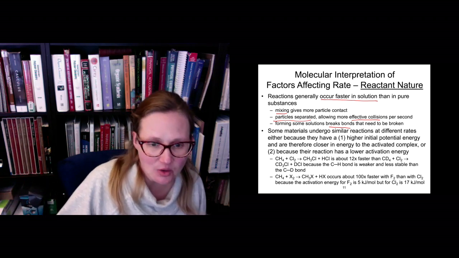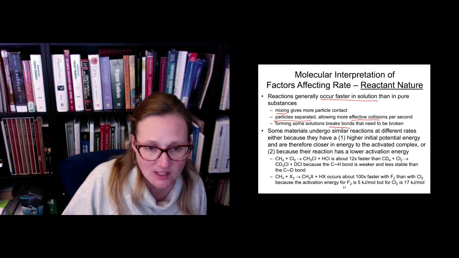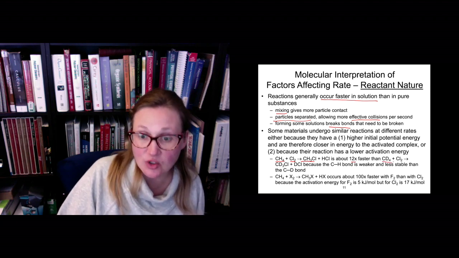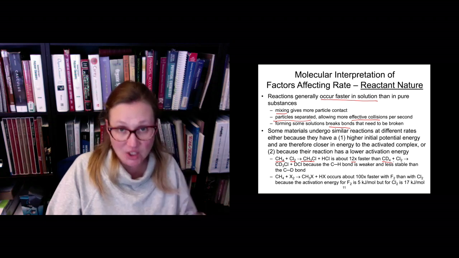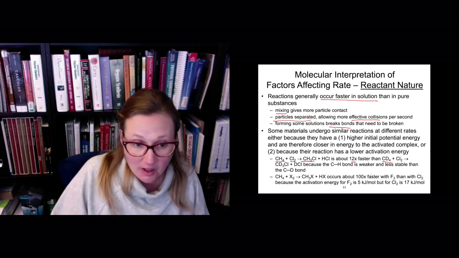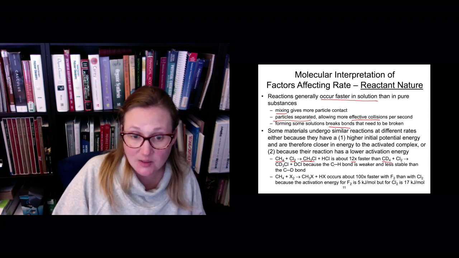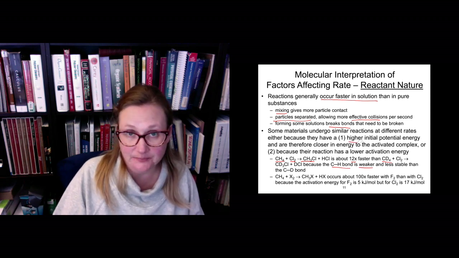Let's think about this. The reaction of methane and chlorine to form CH3Cl is 12 times faster than the deuterated form, CD4. Deuterated means a hydrogen with one extra neutron, so it is an isotope of hydrogen. It's 12 times faster than the deuterated form, and the reason is that the C-H bond is weaker. This is an example of higher initial potential energy.